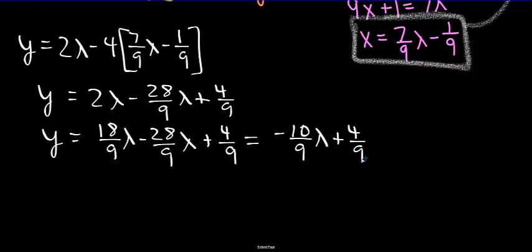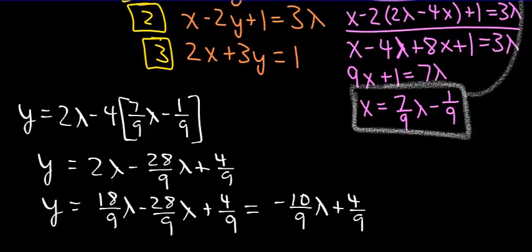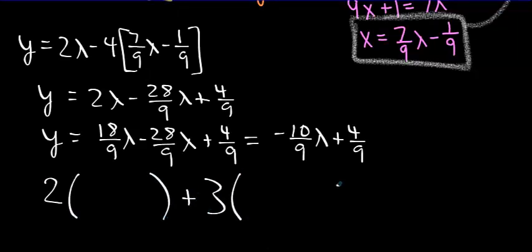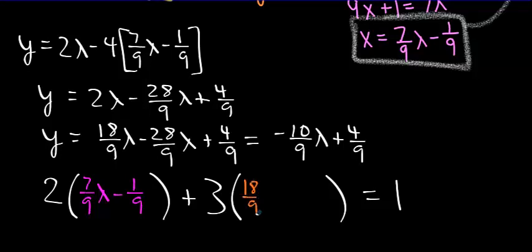Now, we have y totally in terms of lambda, and we have x totally in terms of lambda. So let's think about that now with this constraint up here. 2x plus 3y equals 1. Okay? So let's see what we've got then. We've got 2x plus 3y equals 1. Now, here's what x is. X is 7/9 lambda minus 1/9. And y is 18/9 lambda.